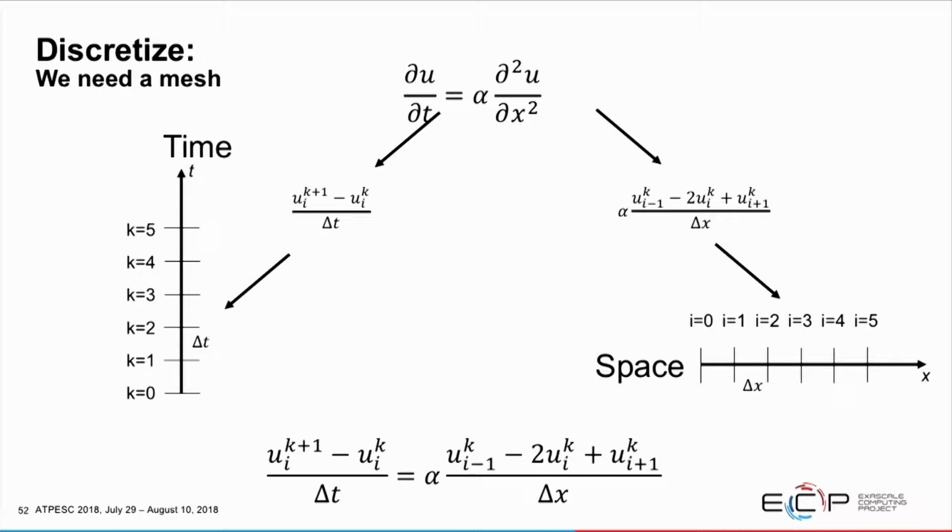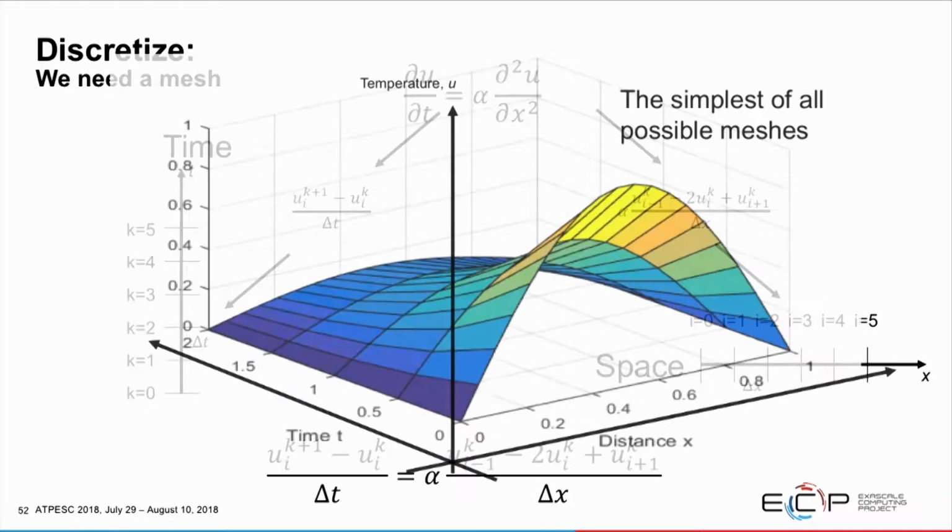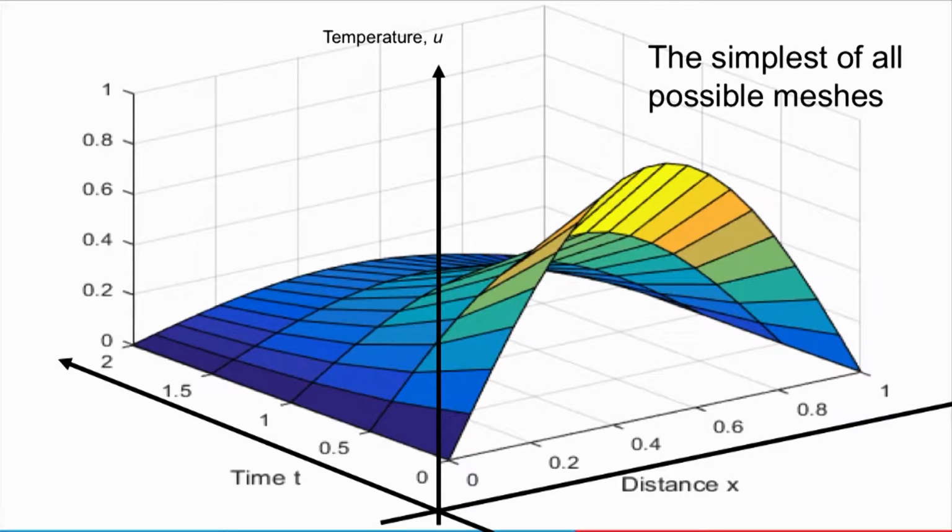And when we do this, of course, we're breaking up space by delta X and time by delta T. When we set the left-hand side and the right-hand side equal to each other, we get an equation with temperatures at times K and K plus 1. Now, the first question is, do you see anything here that looks like a mesh? And for sure you do. It's the simplest of all possible meshes, basically a structured mesh in this case. Uniform spacing, a fixed spacing in space, and a fixed spacing in time. You'll be hearing a lot about discretizations today, but we won't be dealing with structured meshes today. We'll be dealing with unstructured.